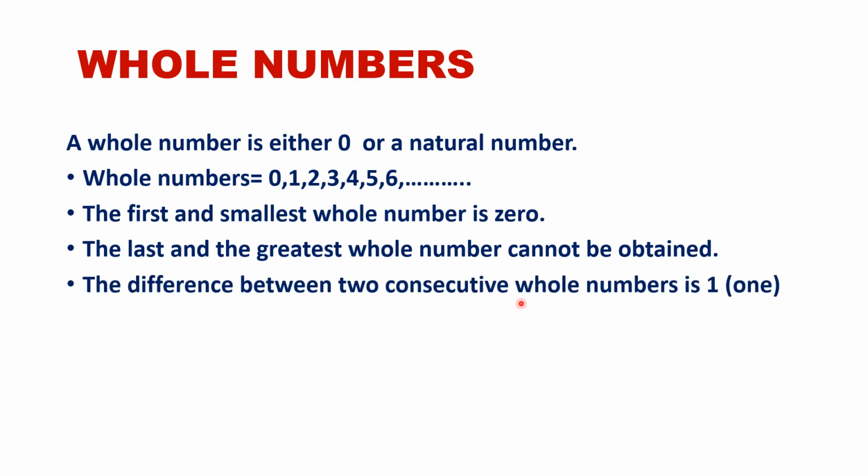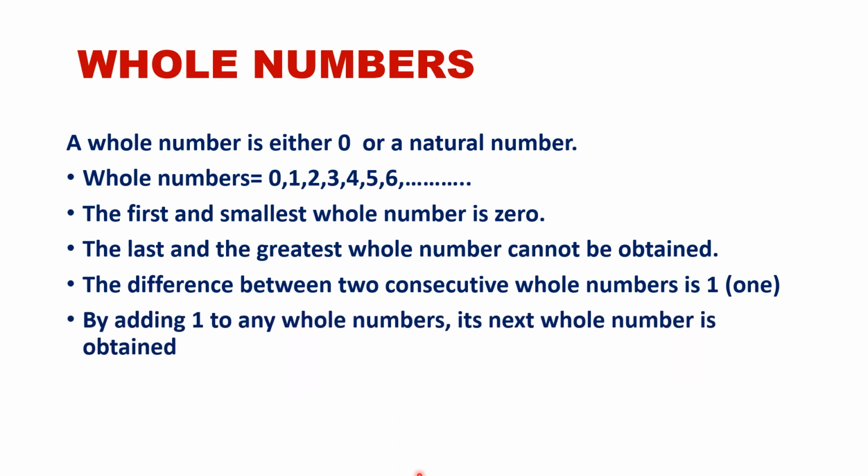And the difference between two consecutive whole numbers is 1. Just like natural numbers, here also if we take the difference, it is 1. Okay. Like the difference between 6 and 5 is 1. The difference between 4 and 3 is 1. Next, by adding 1 to any whole number, its next whole number is obtained. So if we add 1 to 6, we will get 7. If we add 1 to 7, we get 8. Okay.